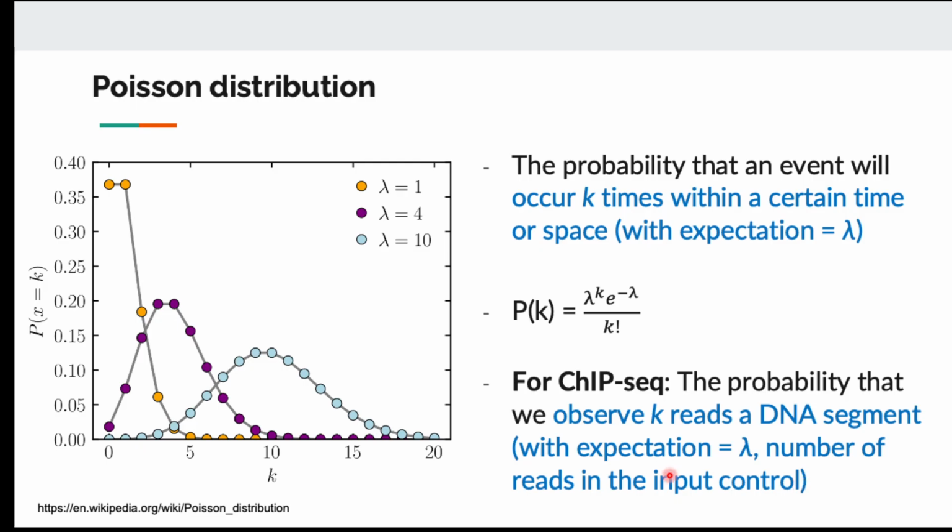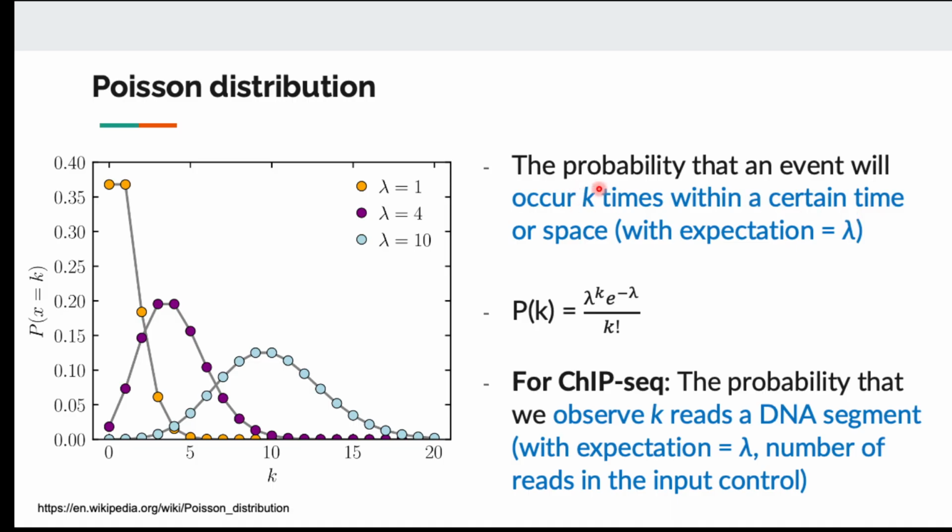The definition of the Poisson distribution is that we have a certain event that can occur within a certain time period or within a certain location. And you have some expectation that if you observe this event over a certain time, like 1 hour, or a certain space, like over 100 base pairs, you get to see a certain number of counts, let's say 10. Lambda here is your expectation. Let's say you expect that within a span of 100 nucleotides on the genome, you expect to see 10 reads.